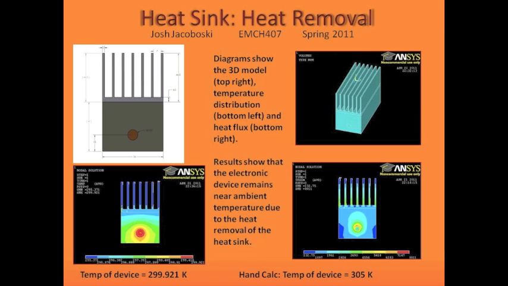I did hand calculations to give another result of what heatsinks can do, and I got around 305 Kelvin doing different equations that I learned in heat transfer. Like I said in the results, the difference in the two temperatures from the hand calculations and from ANSYS is slight, about 5 degrees Kelvin. This is just due to different modeling done in ANSYS.